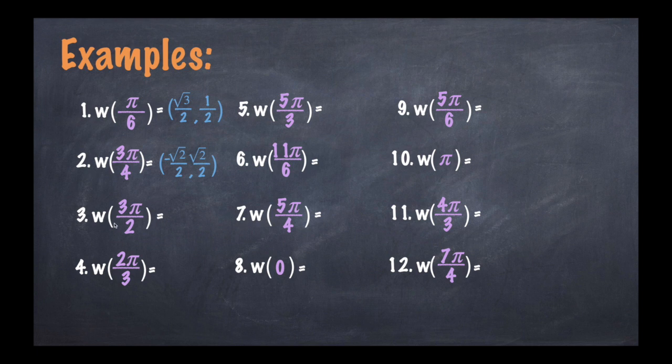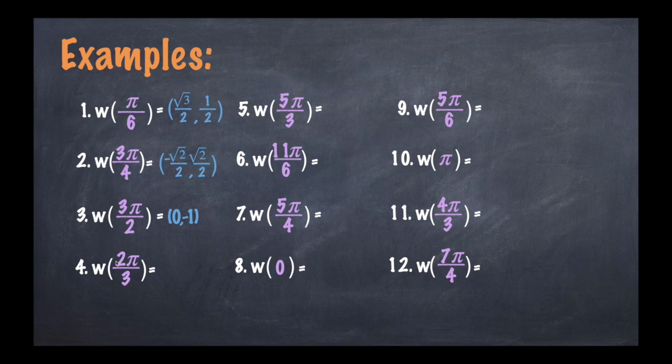For number 3, 3 pi over 2. Now you'll notice the denominators of 2 do not fall in a quadrant. They are on the y-axis. So when we're looking at that, 3 pi over 2 is at the bottom of the unit circle. Therefore, to get to that position, we're at 0 comma negative 1.